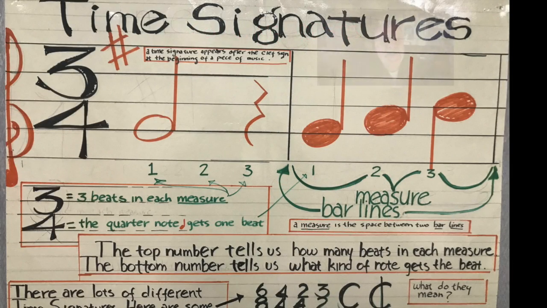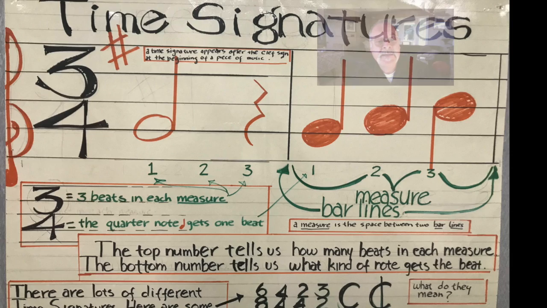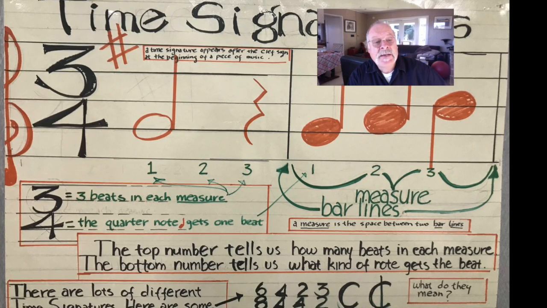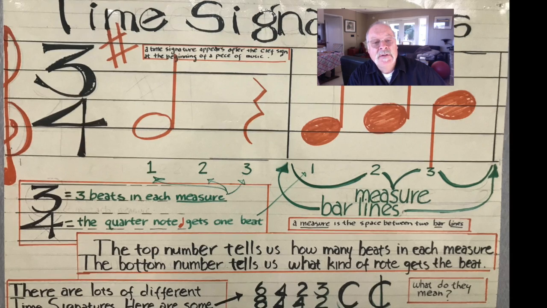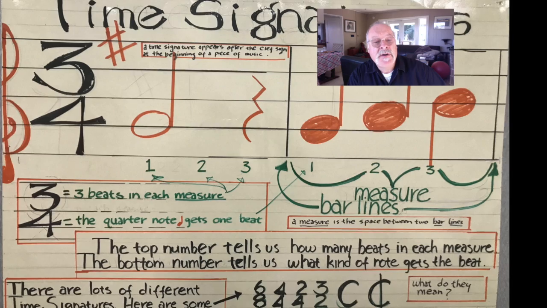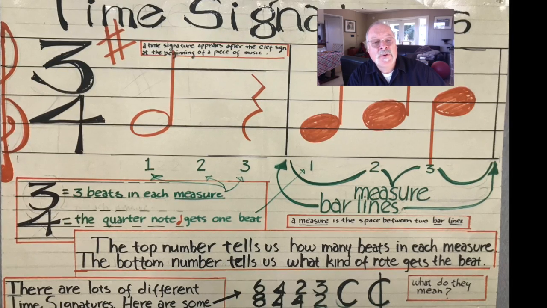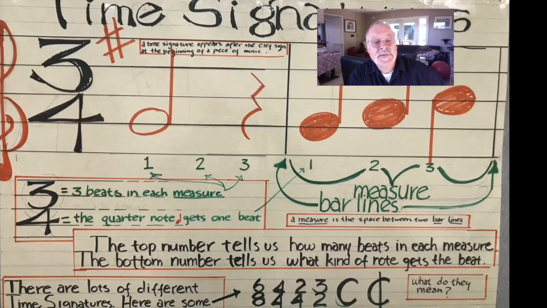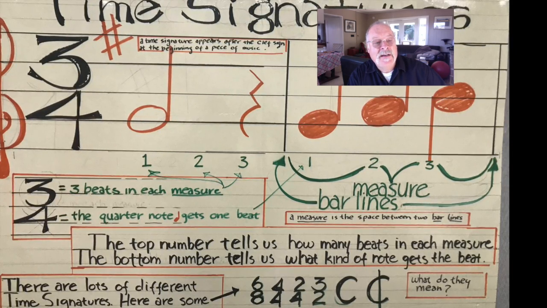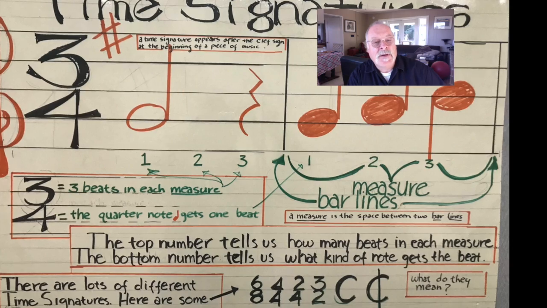On the poster, you see a 3 on top of a 4. That's a 3/4 time signature. Time signatures look like fractions, except without the line in between the numbers. Look at the bottom of the poster. There are a lot of different time signatures down there. 6/8, 4/4 time signature, 2/4 time signature, 3/2 time signature, and a C and another C with a line through it that we'll talk about later.